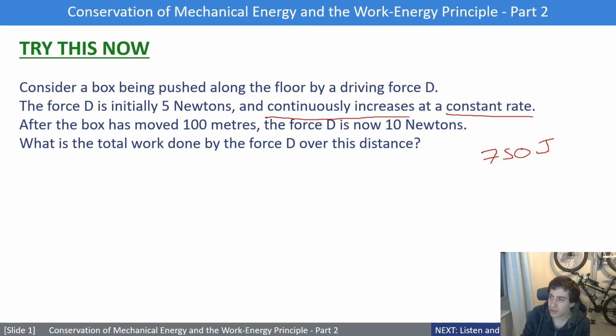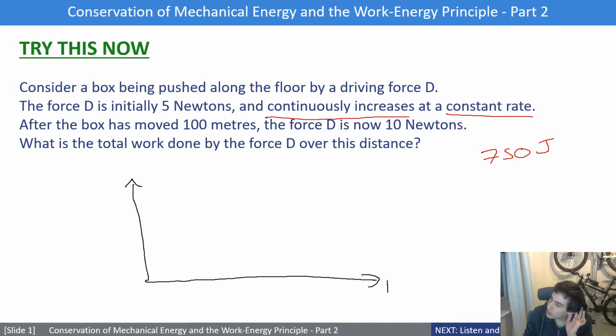So I think a clearer explanation of why that works is to draw a graph. And what we're going to do is plot the driving force, let's call it D, as we did before, against the distance. I'm just going to swap those. So the distance S against the driving force D, and S ranges from 0 to 100, and D is going to vary from 5 to 10.